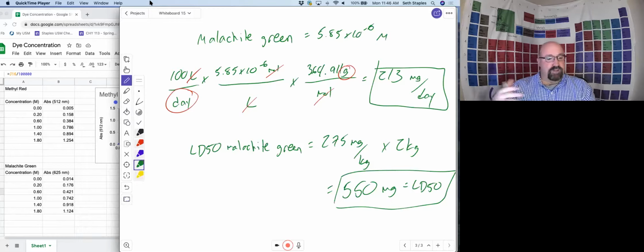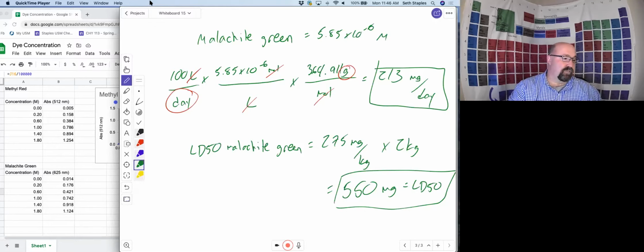So again, we have to consider, does malachite green bioaccumulate, or is it expelled in waste fairly readily? We think about all of these things. But we can see that we're starting to get a little bit closer with this one, because the LD50 value for malachite green is so much less. That tells us that malachite green is a more toxic substance than methyl red. It doesn't take as much of it in order for it to be lethal.